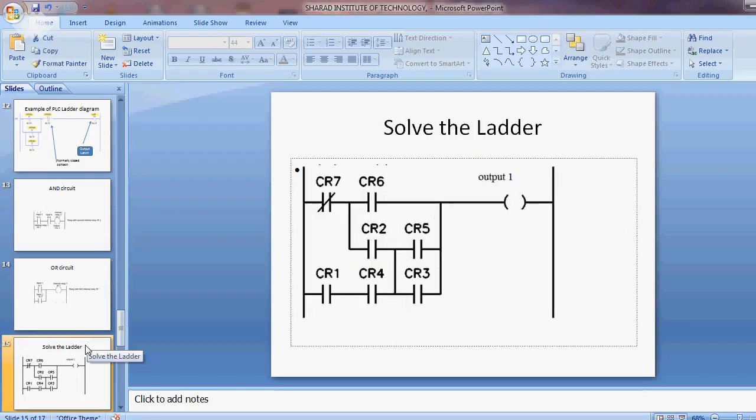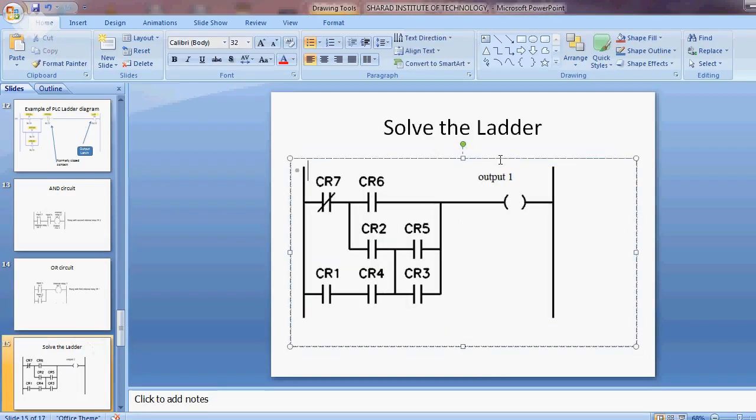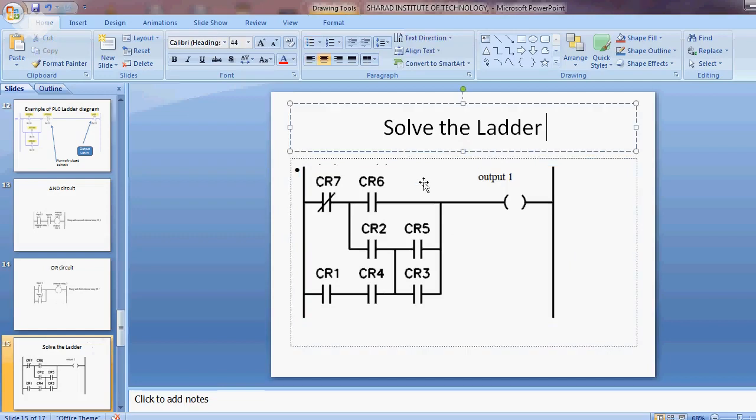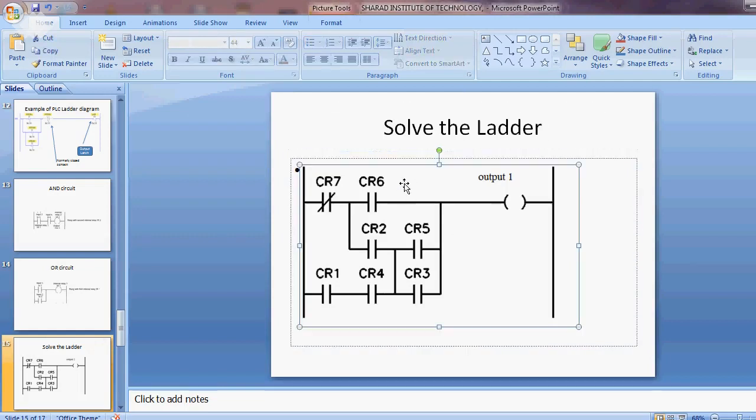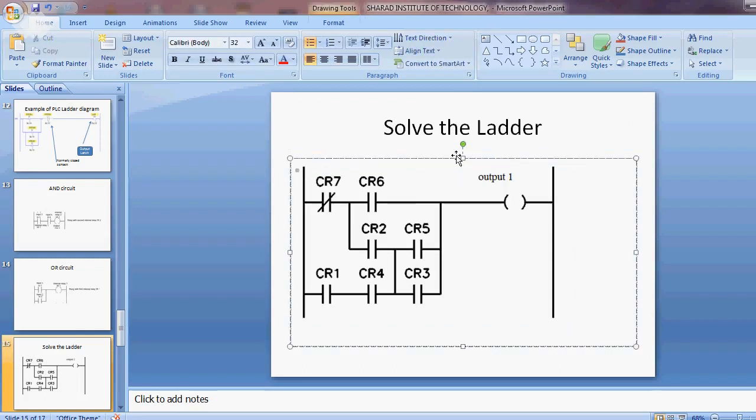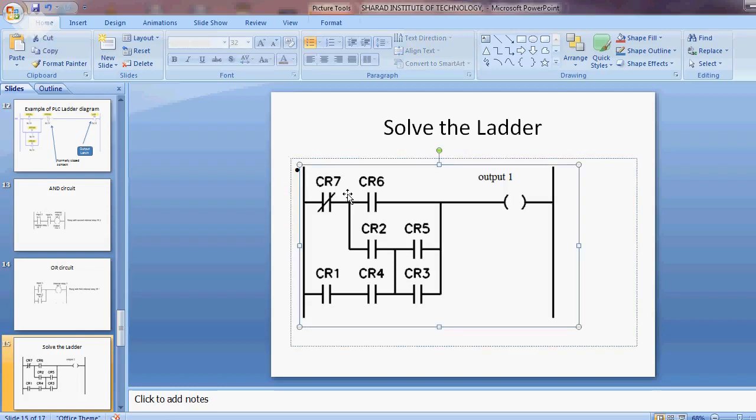Then next we move to solving the ladder. Solving the ladder means we have to implement, or we can say scan, the ladder. So how do we read this in different ways? Actually we know that the current flows from left to right, left to right. So current will flow from left to right.